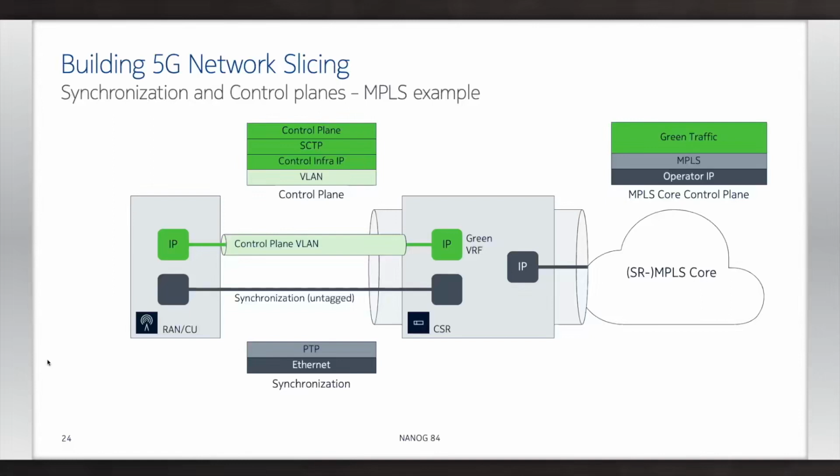So synchronization, as we saw before, in case we're using G.8275.1 full timing support, we use Ethernet encapsulation. So the synchronization packets are going to come untagged. So you need to make sure that you can pass untagged packets here if there are any devices in between the radio and this first hop router, because that's how the synchronization is going to be transmitted.